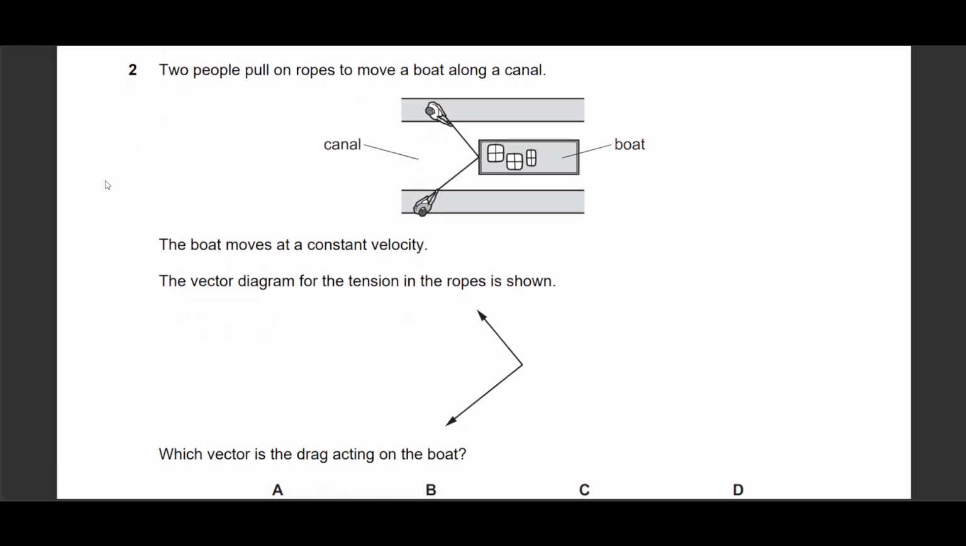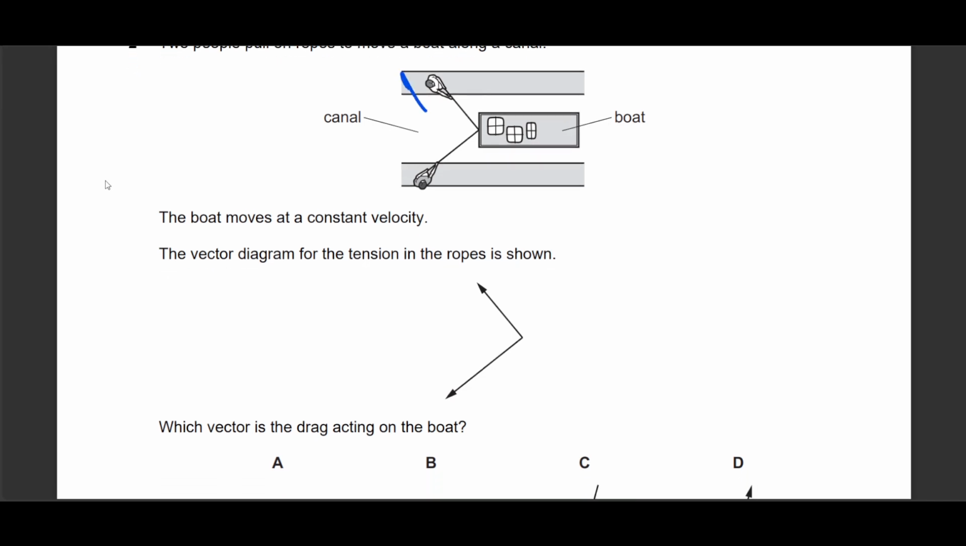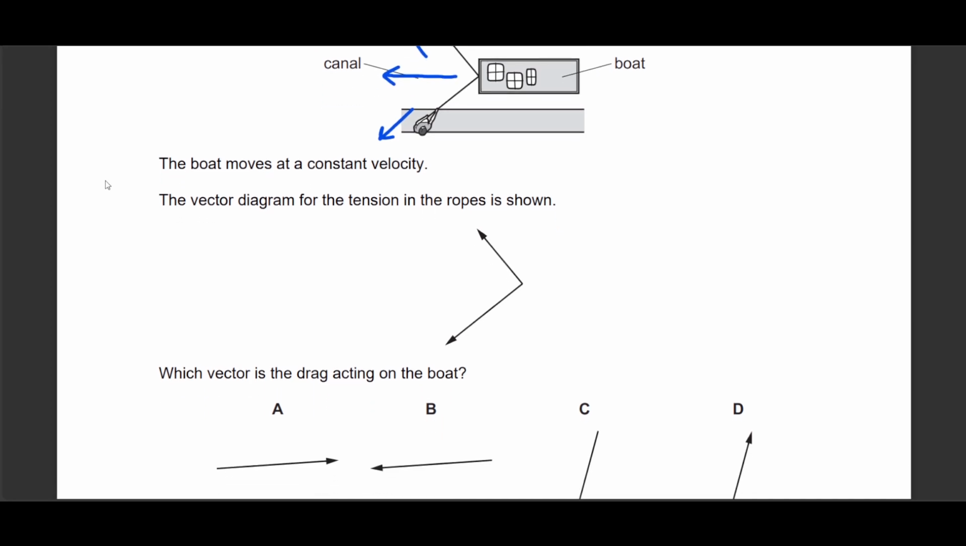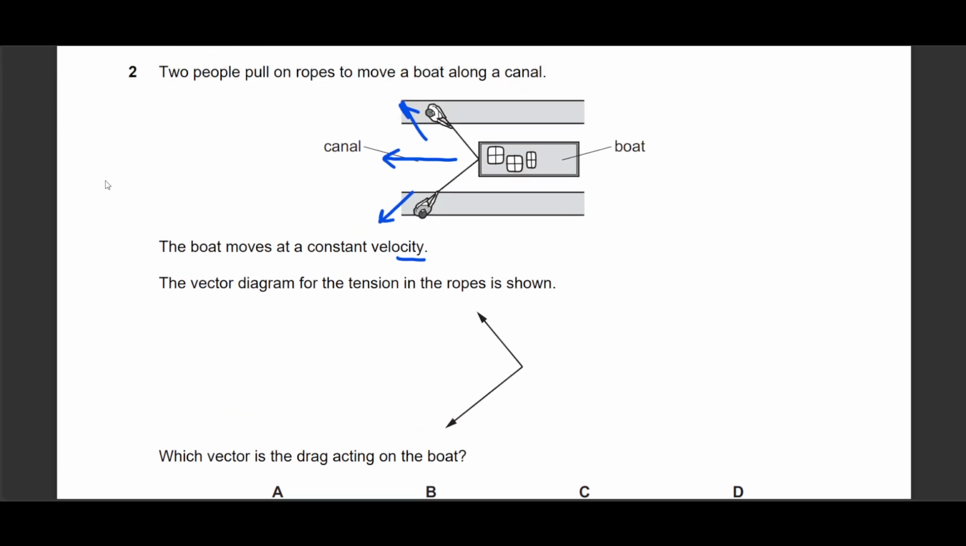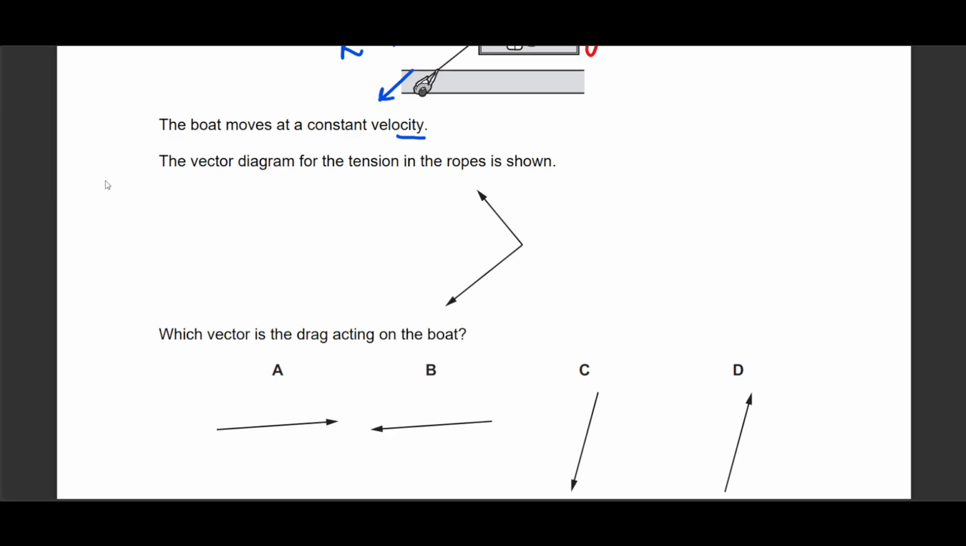Two people pull the ropes to move the boat along a canal. So one of them is exerting a force in this direction and one of them is exerting a force in this direction. Probably the resultant would be somewhat in this direction. He says the boat moves with a constant velocity, which means that the resultant force by the two people standing on the sides should be equal to the drag or any other forces that are influencing the boat. So the vector diagram of the tension is shown, which is evident from the diagram itself.